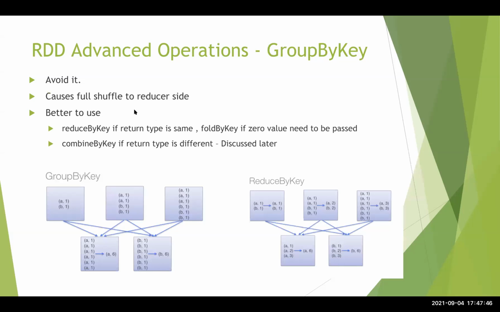So group by key, we should avoid it, but I think we have seen it earlier. It causes shuffle. In this case, all the records are getting shuffled, and then the reduce happens. Whatever by key operations we are doing, it happens on the local machine, then shuffle happens. So group by key is discouraged and not performant. Reduce by key is encouraged, and it gives better performance also.